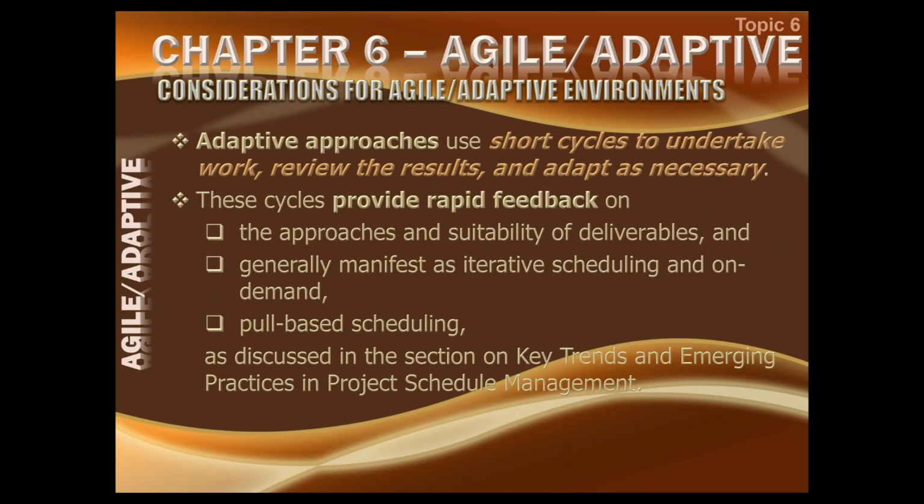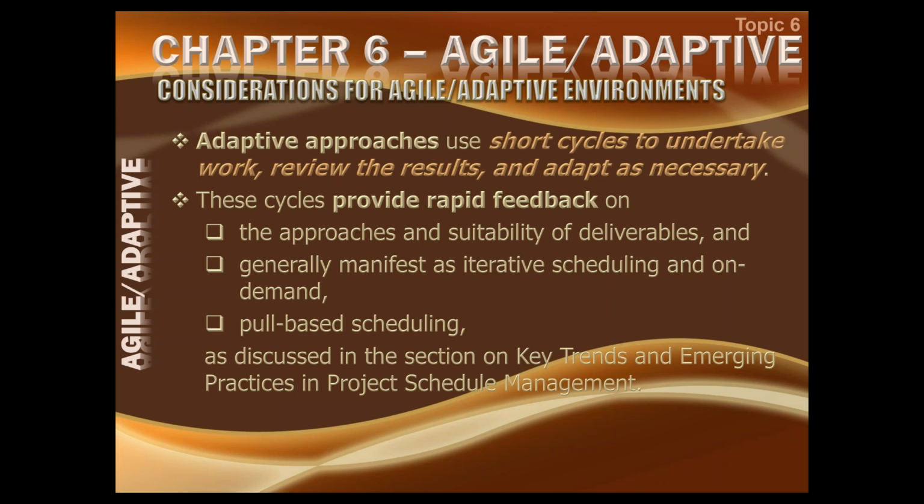As far as agile and adaptive environments are concerned, adaptive approaches use short cycles. As I said, small iterations. 1 month is your short cycle to undertake work. So you only schedule for that portion of work. You don't schedule for the whole project. You schedule only for that portion of work.